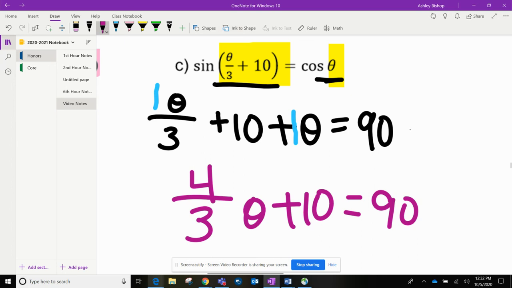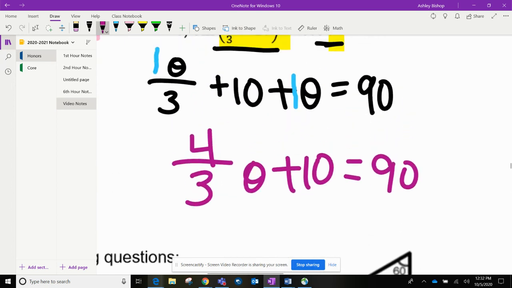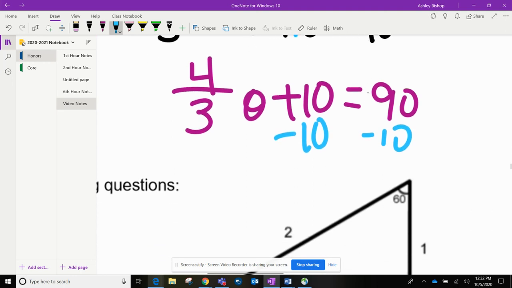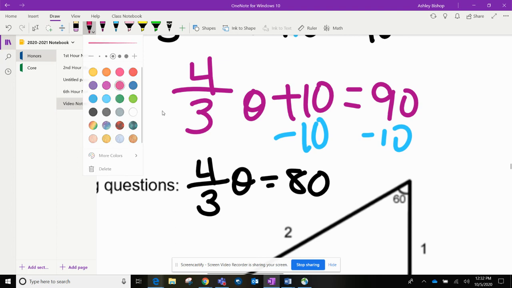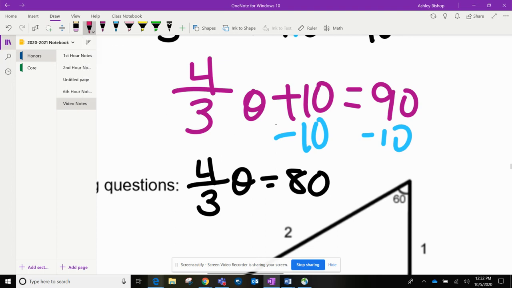Make sure all of your numbers are on one side. So I'm going to subtract 10 from both sides. So I have 4/3 theta is equal to 80. 90 minus 10 is 80. Now to get rid of this fraction, we know how to get rid of fractions. Don't let that deter you.